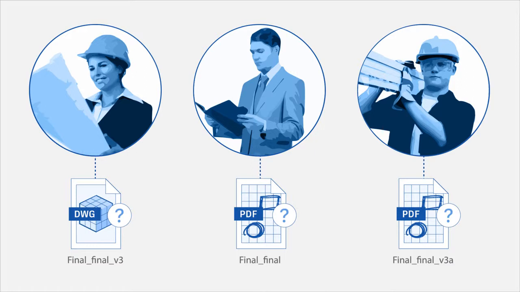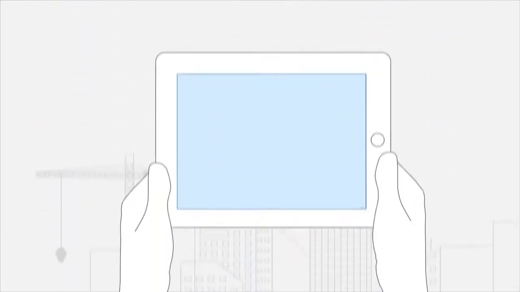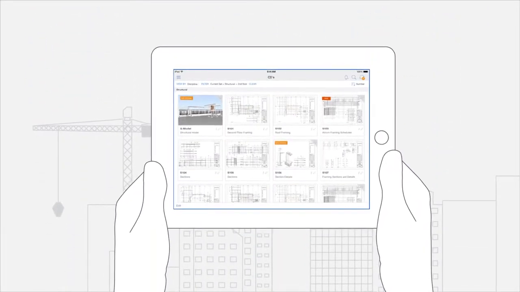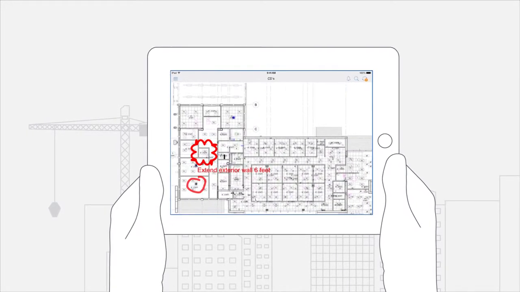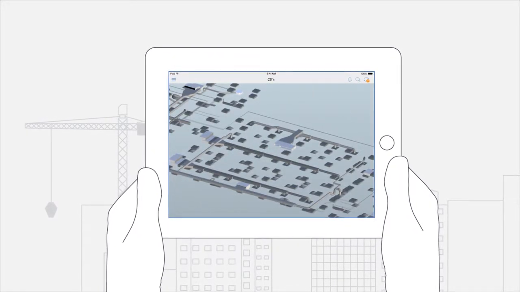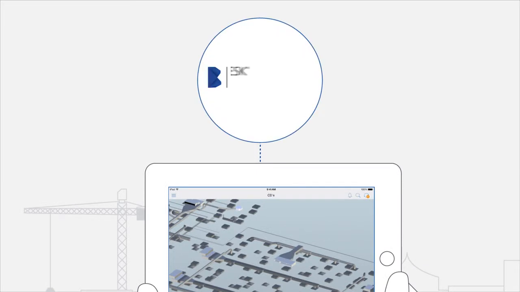But it doesn't have to be this way. Autodesk has the answer with document management built for construction projects and the way the construction teams operate. It's called BIM 360 Docs.